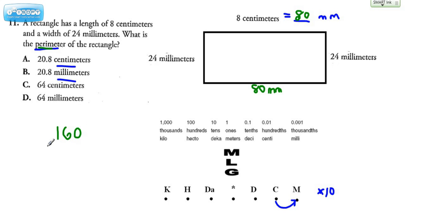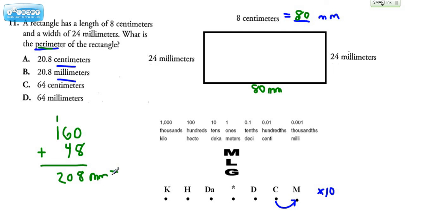24 and 24 would make 48. And let's add and see what we get, because remember, this will be in millimeters. All right, so here we get the 8, here we get the 10, and here we get the 2. So is 208 millimeters offered as a choice? It's not, but I do see the numbers 20.8, and they give it to us in two different units.